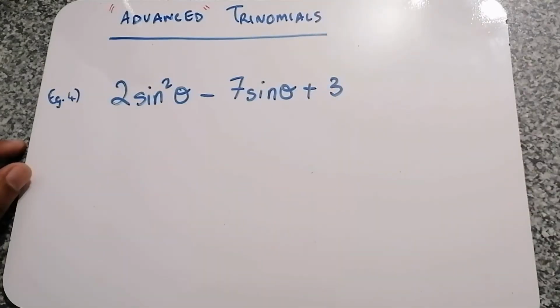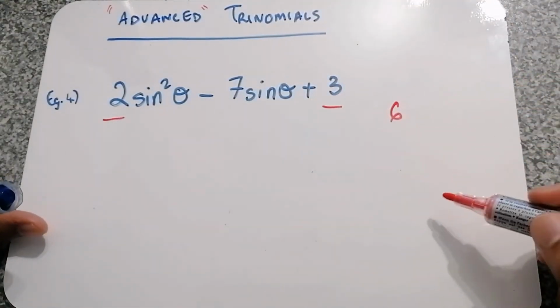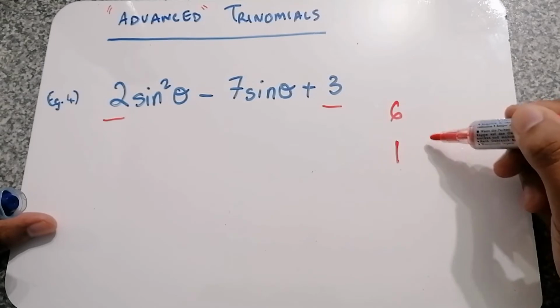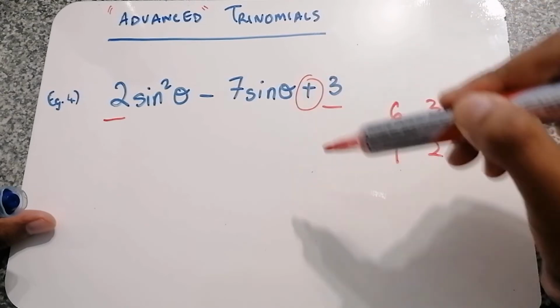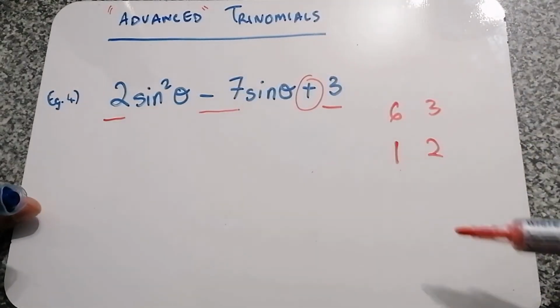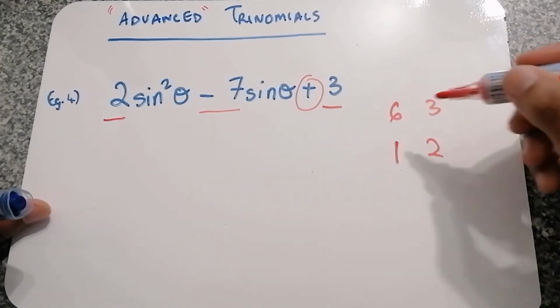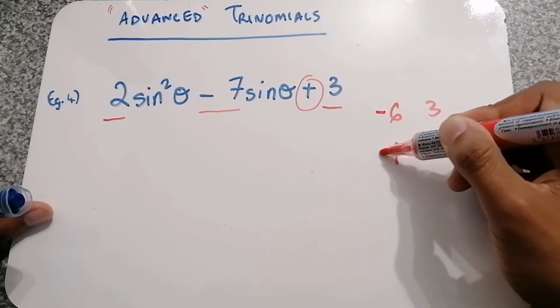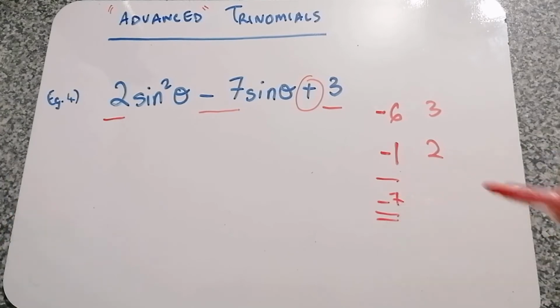Now this example is a quadratic trigonometric expression. And to factorize it, we're going to be using the same rules. So let's first multiply the 2 and the 3. 2 times 3, that gives us 6. Then we find the factors of 6, which is 6 and 1, 2 and 3. Okay, which of these factors added together gives me negative 7? 6 plus 1 is 7, 3 plus 2 is 5. So it has to be 6 and 1. But to give us negative 7, 6 and 1 has to be negative. Minus 6 minus 1 gives us minus 7.